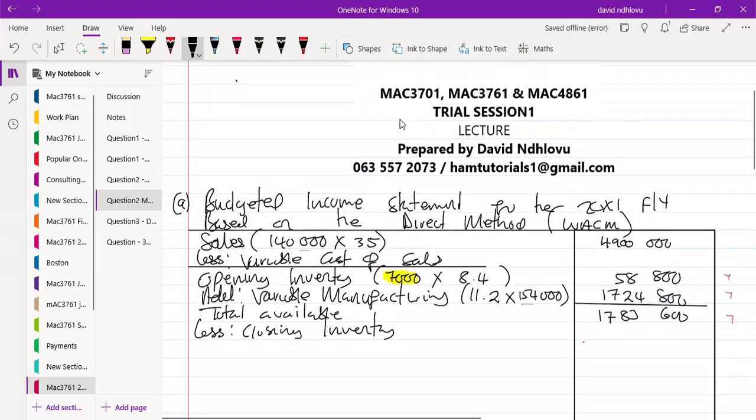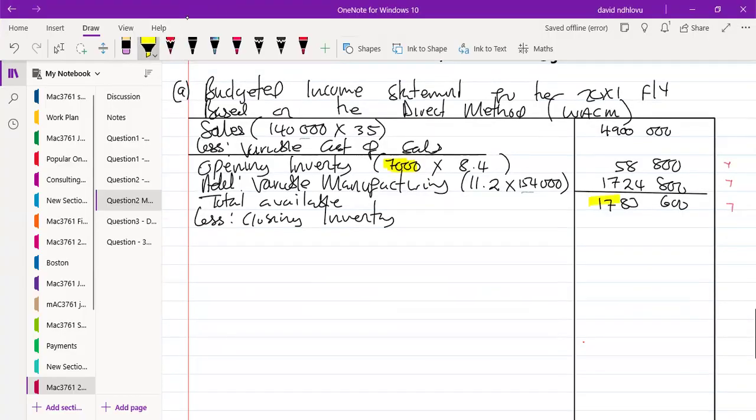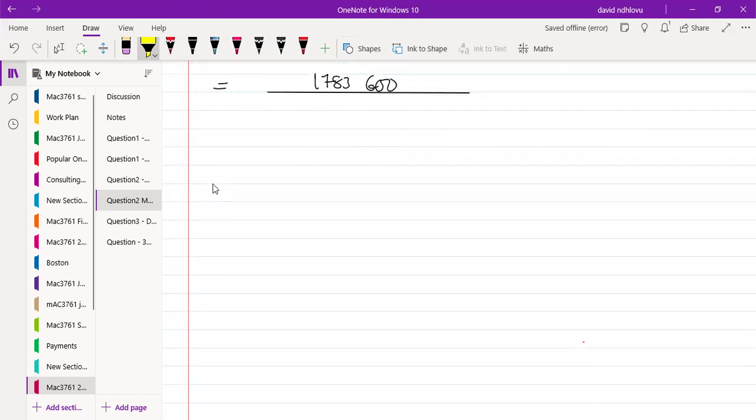Then you divide by the units that give you that total cost. Let's look at that total cost. That total cost here comes from 7,000 units in opening inventory plus 154,000 units produced in the current year. So you need to add those two and then divide them into that cost. So you say 7,000, which is opening inventory, plus 154,000. These are the total units that give you that total cost. So what is the combined cost per unit? That gives you 11.08 Rand per unit.